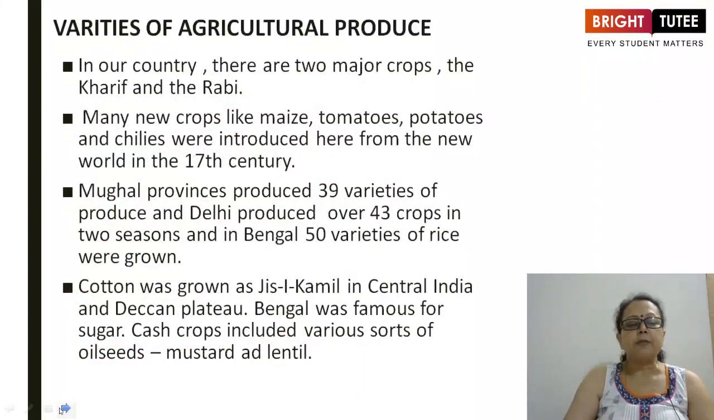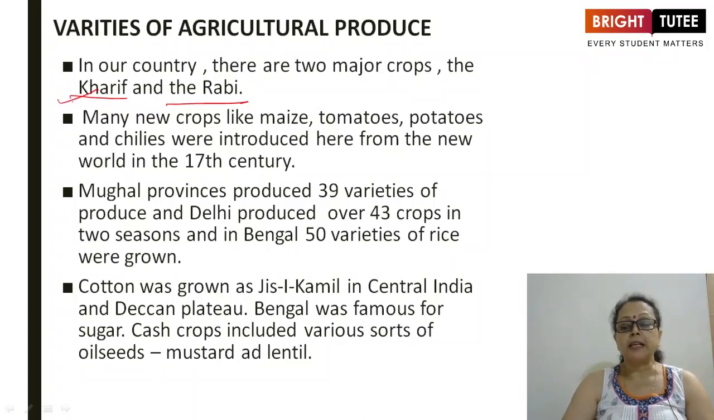Then comes the varieties of agricultural produce. In our country, there are two major crops, Rabi and Kharif. One is grown in the autumn season, another in the spring season. So what is in the growing season? The Rabi harvesting is done in the Rabi season, and the Kharif, the paddy, is in the autumn season.